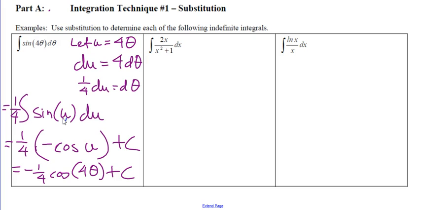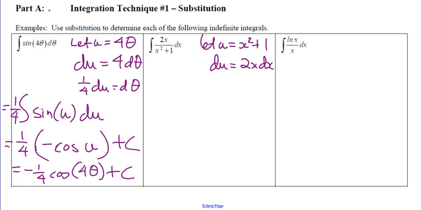Okay, second one. And again, we probably could have done this without this method, right? But this gives you something to fall back on. So we are going to let u equal x squared plus 1. Then what's du? Well, it'll be 2x dx, right?